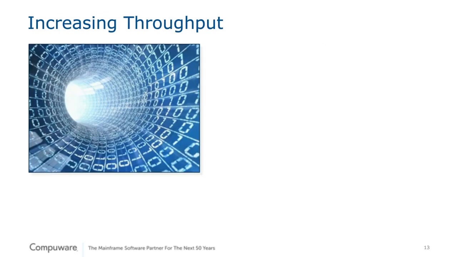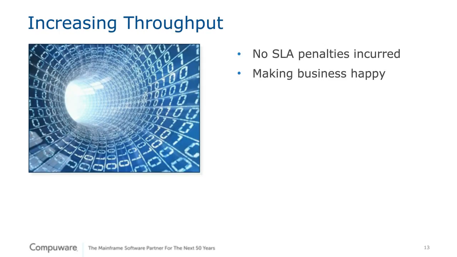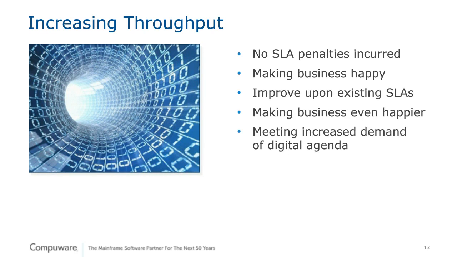Second thing it does is it increases the throughput. So batch windows need to be completed on time. There's all sorts of SLAs that you need to worry about. Sometimes SLAs incur penalties. When SLAs are not met, sometimes it disrupts business operations. Also, by increasing throughput, you can reduce the resources you need, not just the amount of time it takes to complete your batch window, but the total amount of CPU cycles that you need to do so. And this will make your business happy.